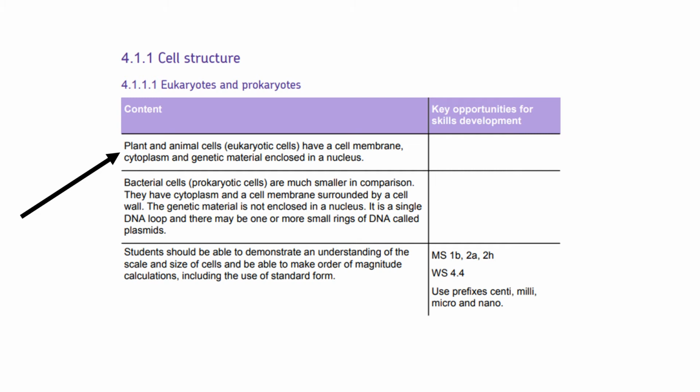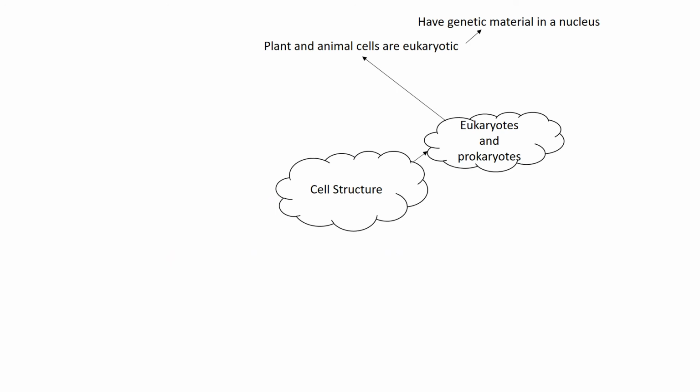So the first sentence says, plant and animal cells, eukaryotic cells, have a cell membrane, cytoplasm, and genetic material enclosed in a nucleus. Now, you don't want to just copy out the sentence because that's going to take up a lot of room. You need to take out the key information that you may not have already known or that you think is very important. So I've taken that sentence and I've added what I think are the most important bits for that sentence.